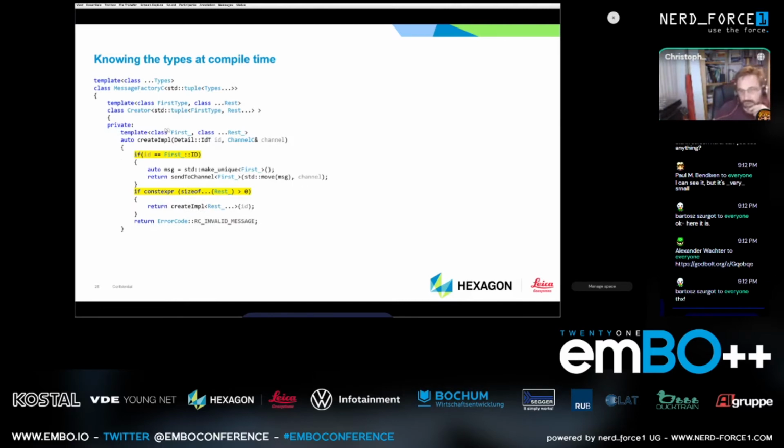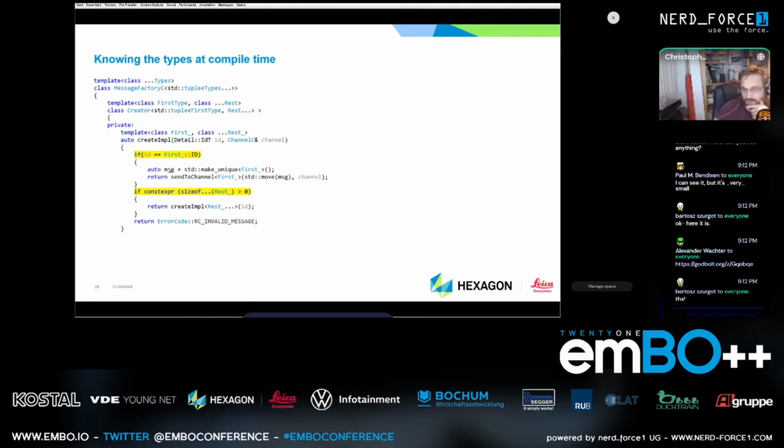This is quite a big, specific function. It gets also the tuple with all the message types. We take the first, declare the rest. Then here we get the ID from the parser. We compare it to the first ID.